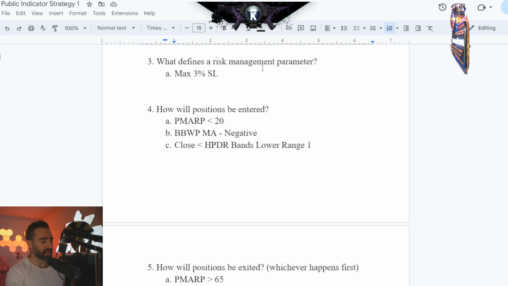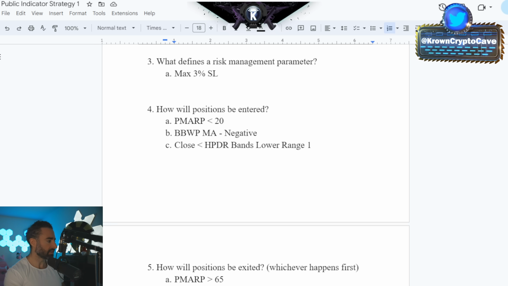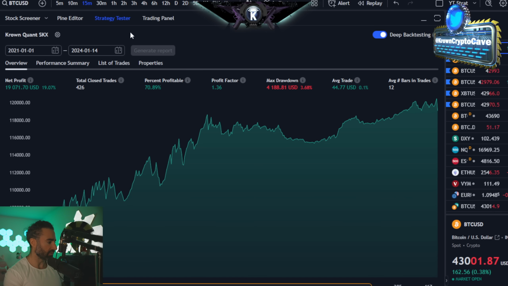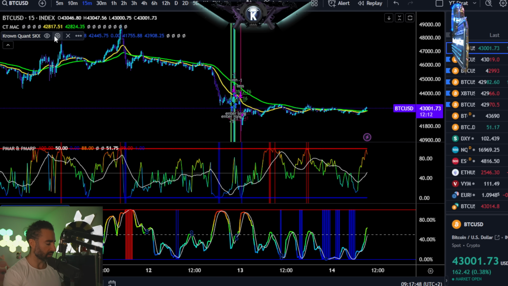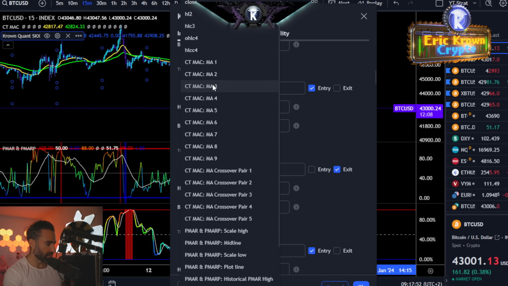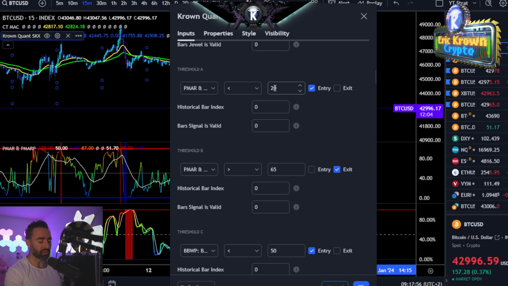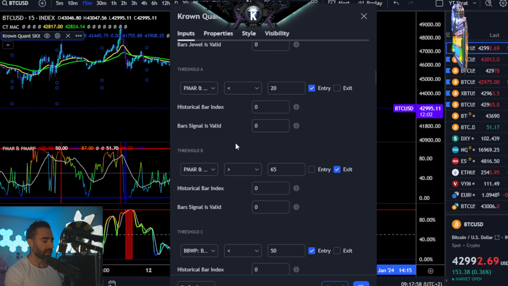How will positions be entered? PMARP must be below 20 percentile. Let me just double check over here. I believe that is the plot line, but I do want to double check. Yes, that is a signal line. Must be below 20. So very, very low.